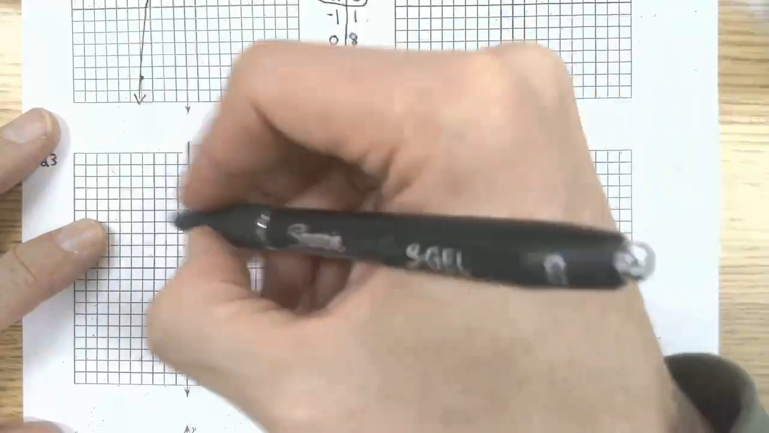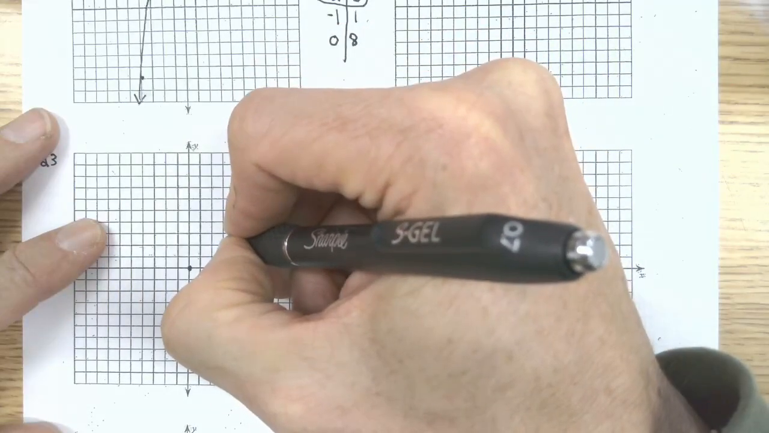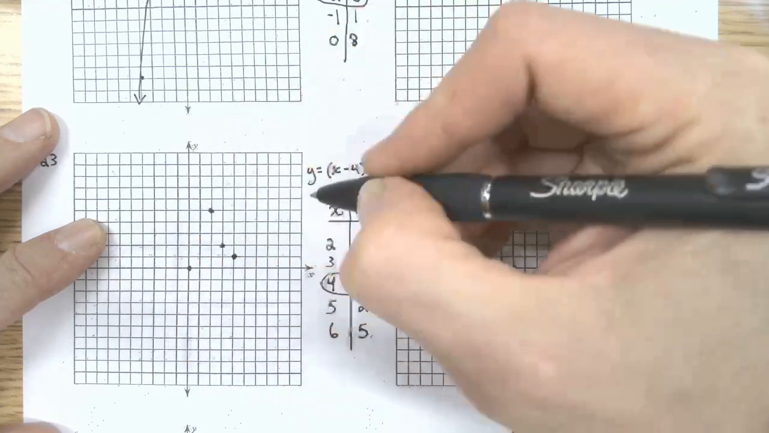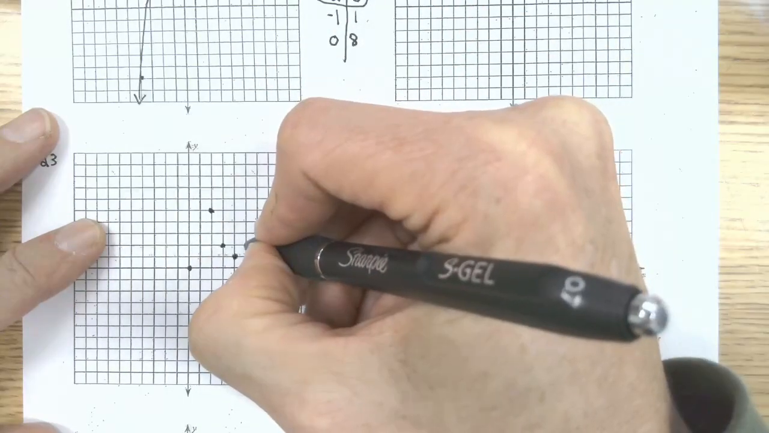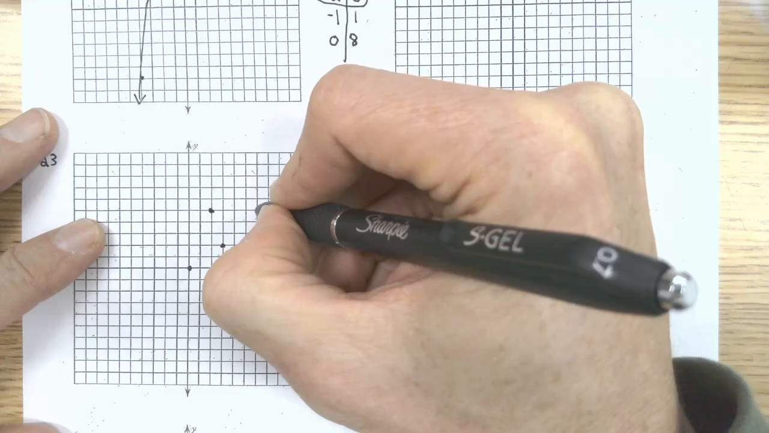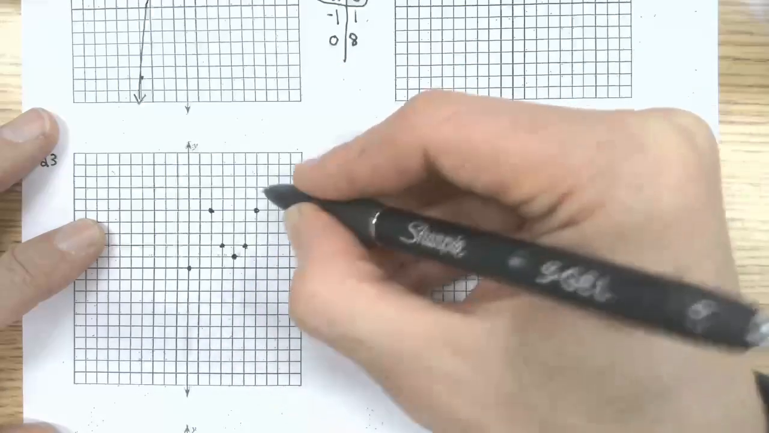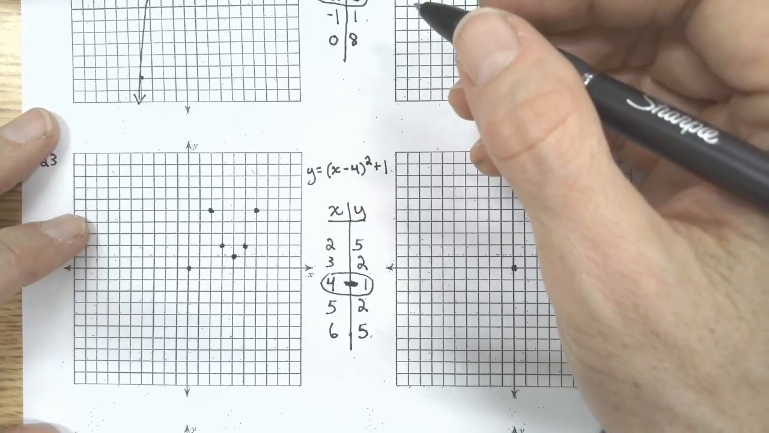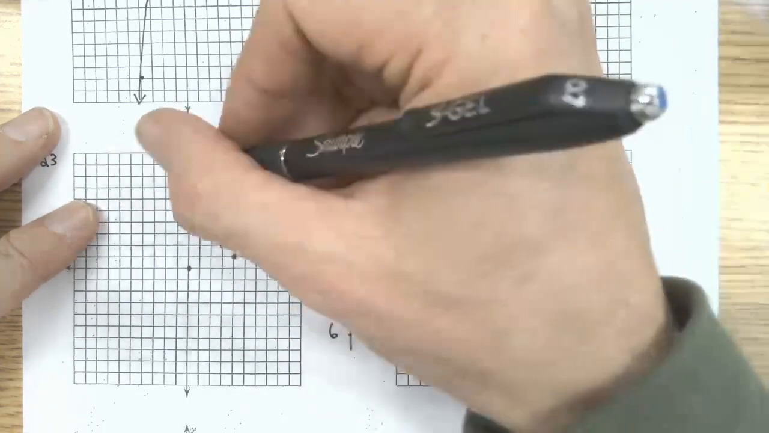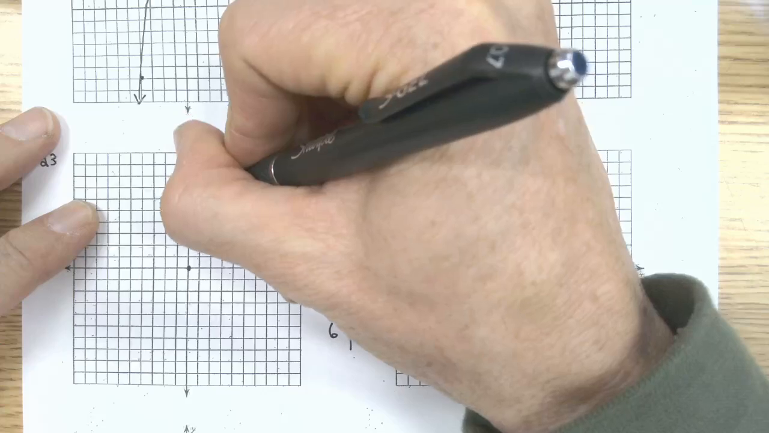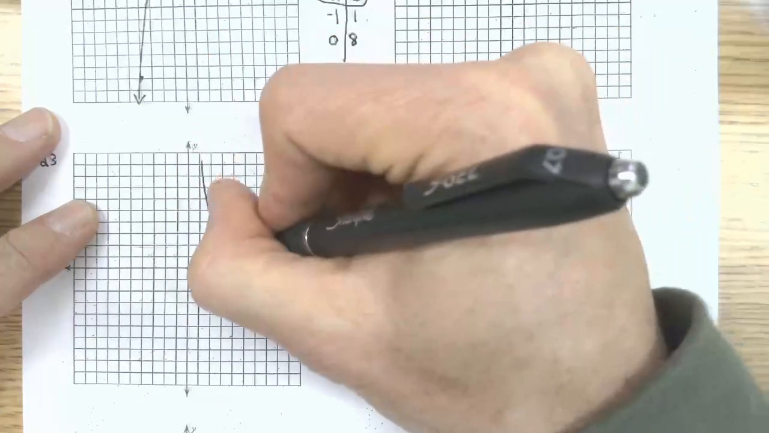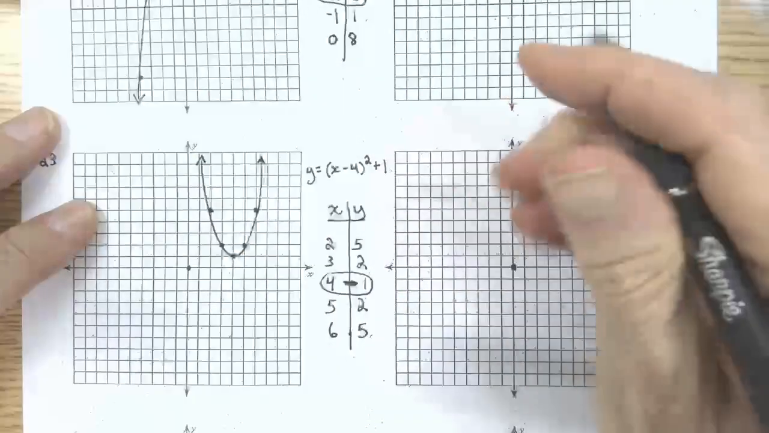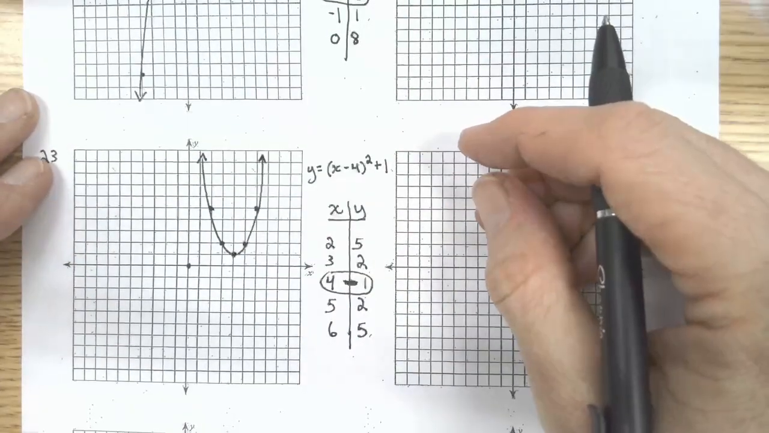We've got 3, 2. So there's 3, 2. You've got 2, 5. And then I'm going to have the same points on the other side. 5, 2, 6, 5. Again, we don't use a ruler for these because they are curves. So to the best of your ability, you draw that smiley face that goes through the points. And there is our happy parabola.